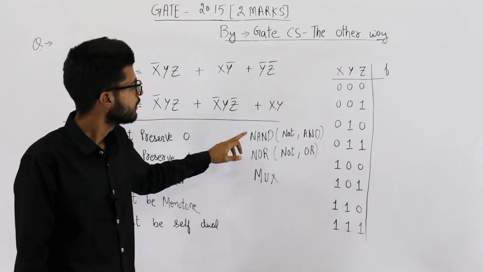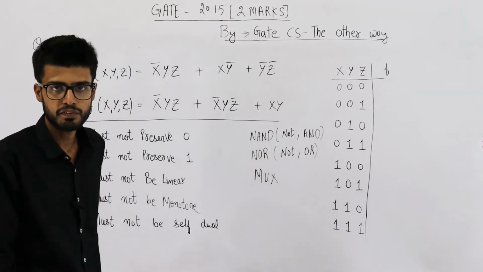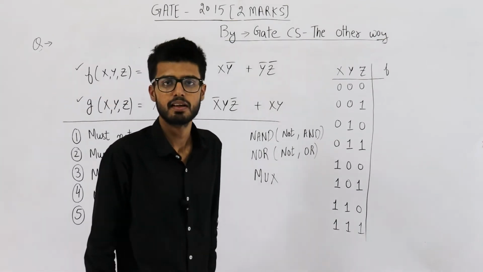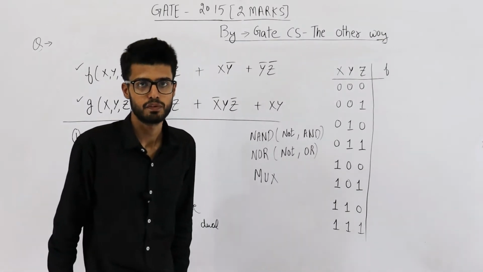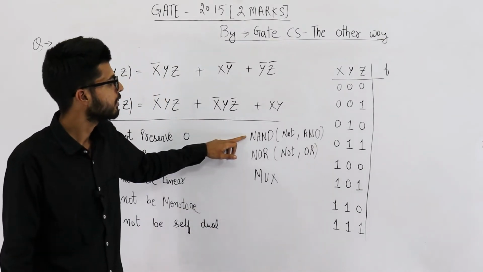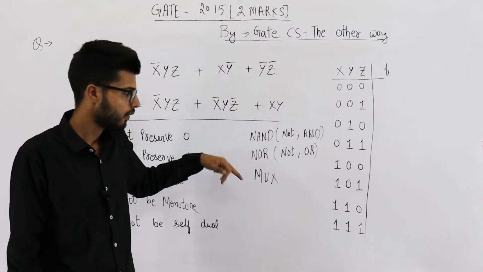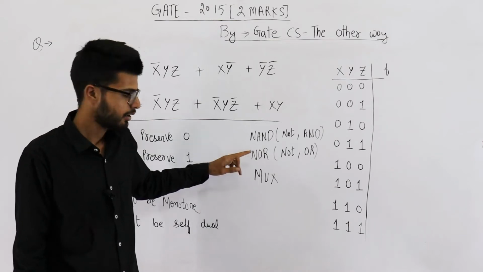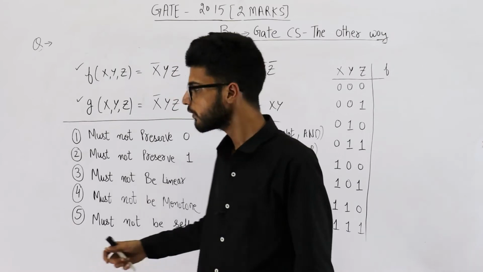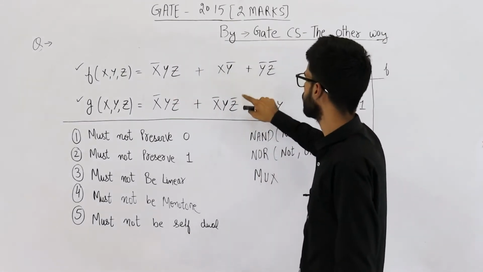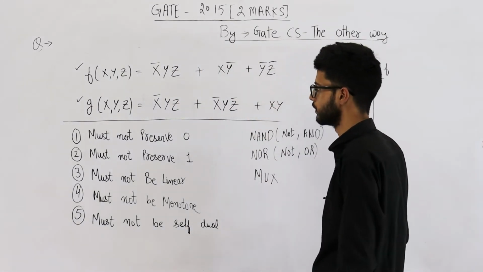For example, NAND and NOR gates are functionally complete. That's the reason they are called universal gates, because every possible logic function could be implemented only using NAND gates or only using NOR gates. Similarly, multiplexer is also functionally complete. Now we need to determine which one of these two is functionally complete.